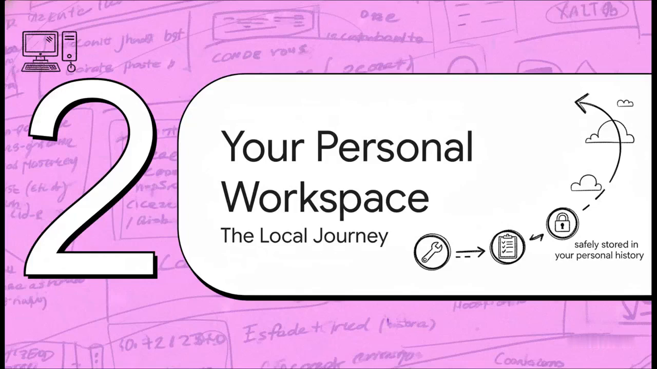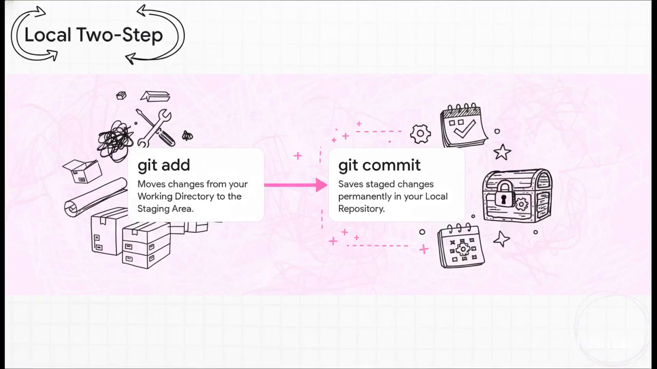Okay, so we've met the 4 destinations on our map. Now let's actually use it. Let's follow a single code change on its local journey, just on our own machine. We'll watch it move through those first 3 areas, from a brand new idea all the way to a permanent part of your personal project history. It's really just a simple 2-step dance. First, you use the git add command. This takes the changes you just made in your workshop, the working directory, and moves them into that prep room, the staging area.